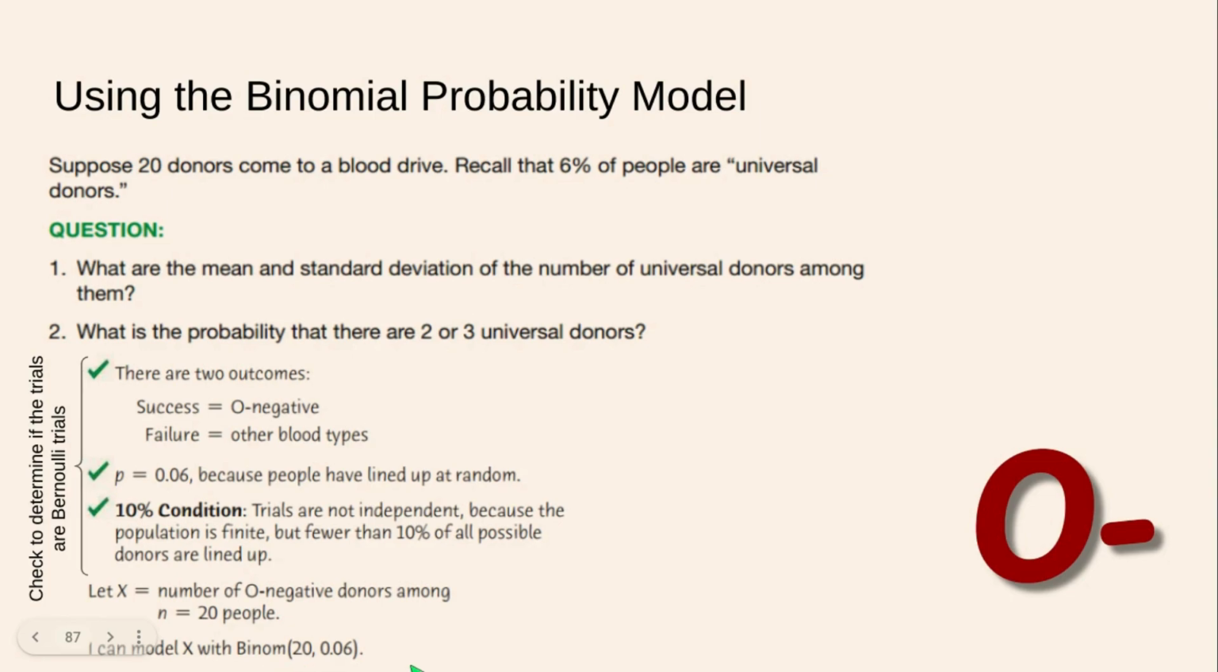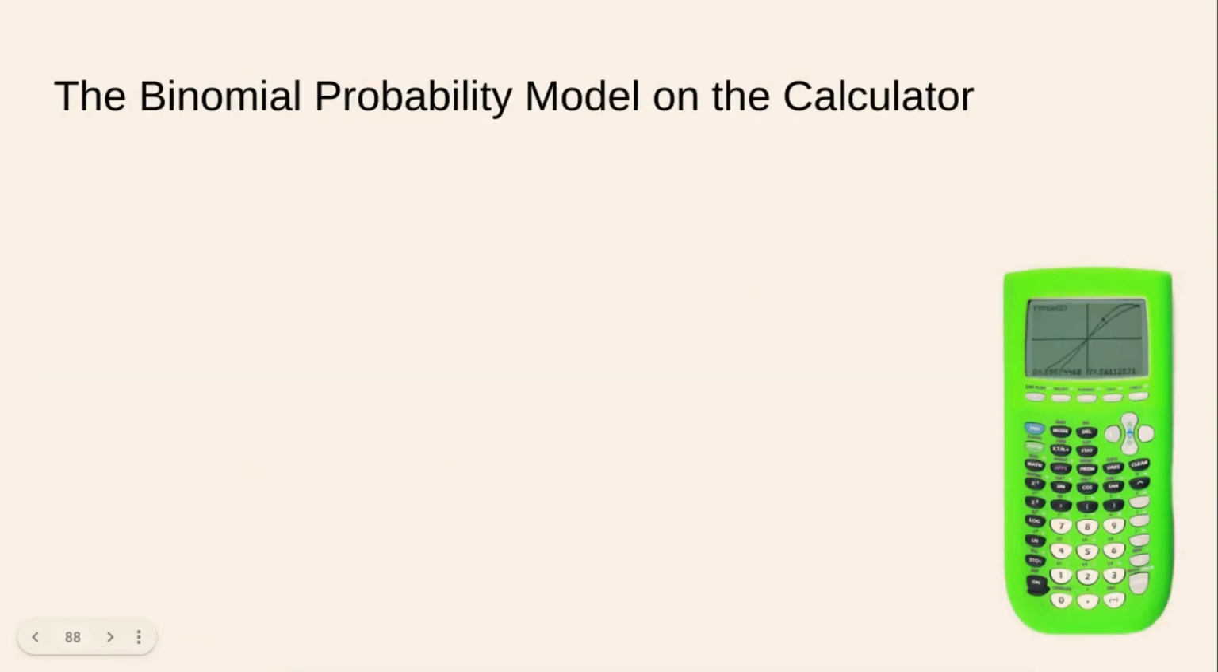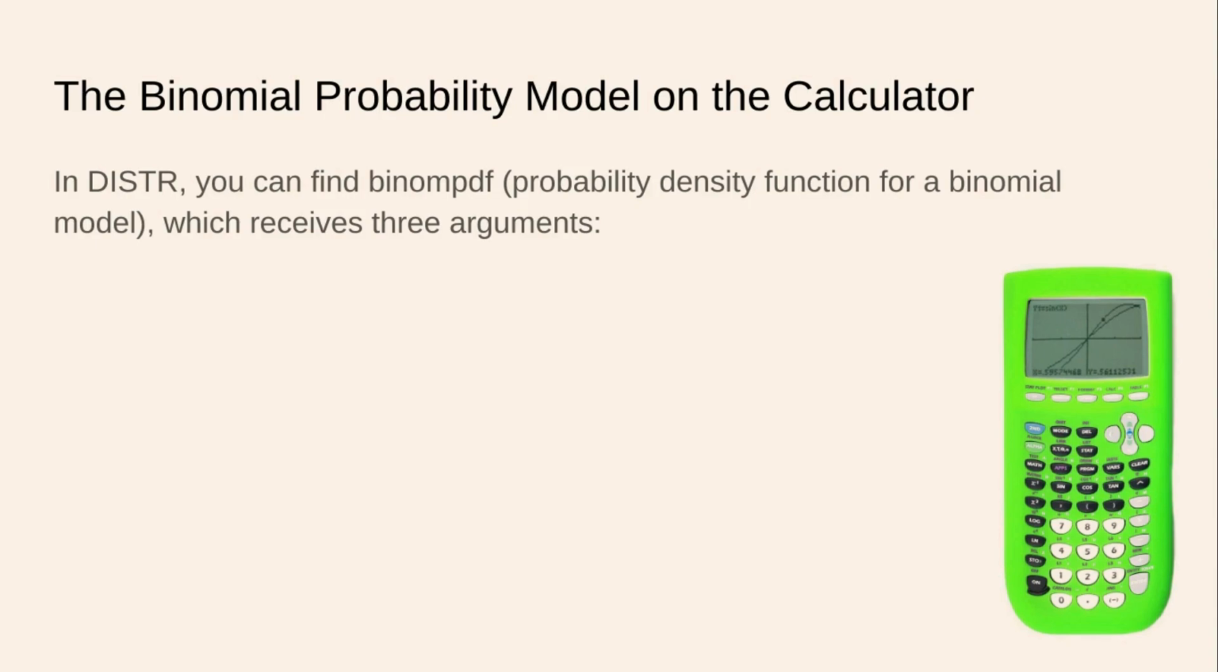We can do this efficiently on a graphing calculator, so you don't have to type out all those combinations and exponents and all that. It's actually a really easy operation once you get used to it. So in distribution, just like before, you can find binom PDF. That's the probability density function for the binomial model. And that receives 3 arguments, right?